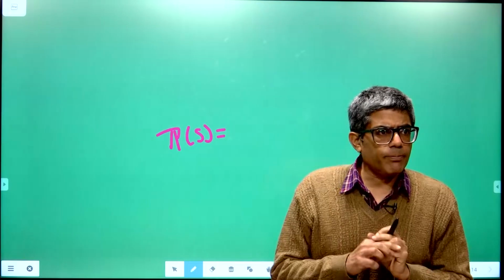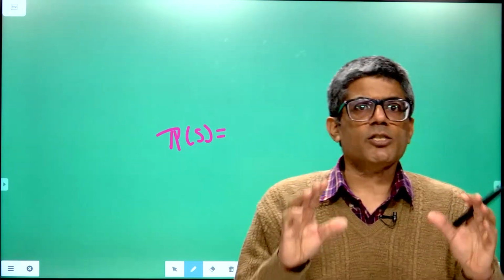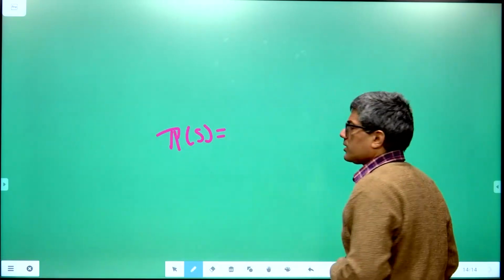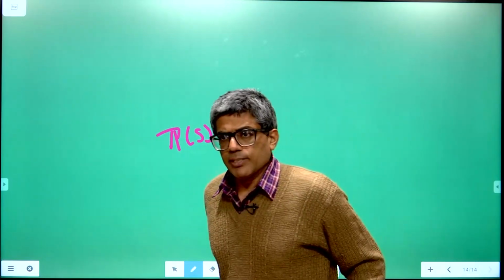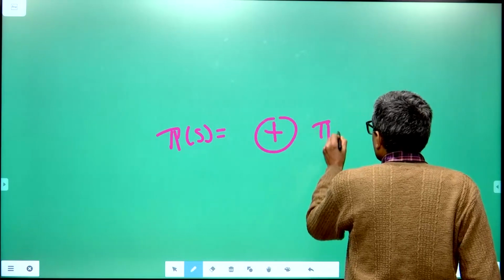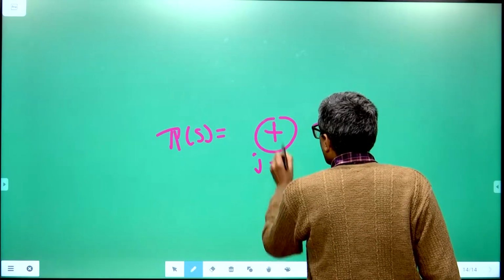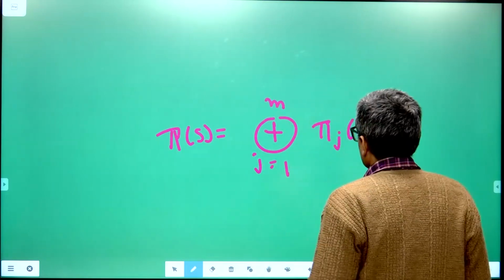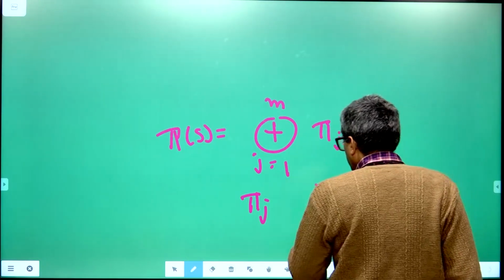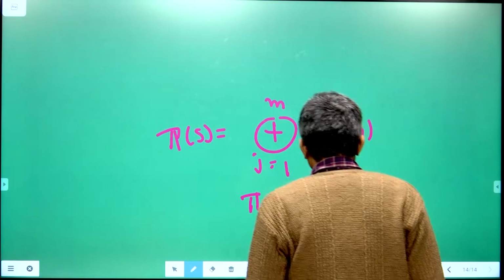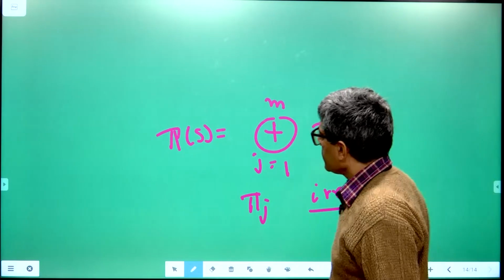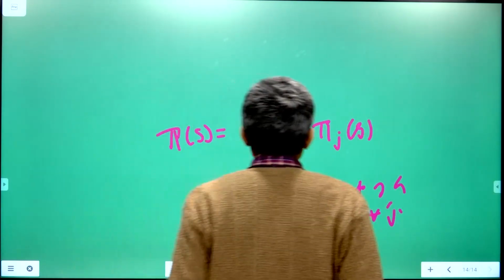You go on decomposing the representation into smaller and smaller parts until you end up at a point when you cannot decompose further. Okay, we are assuming that it is a finite dimensional vector space here. That is, the representation is a representation in a finite dimensional vector space. Then you can write it as a direct sum of irreducibles, pi j g, j equals 1 to m, where the pi j's are all irreducible representations. So it is enough to consider irreducible representations of the group while doing our analysis.